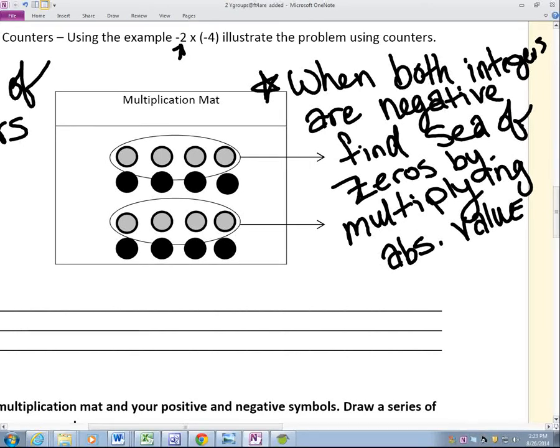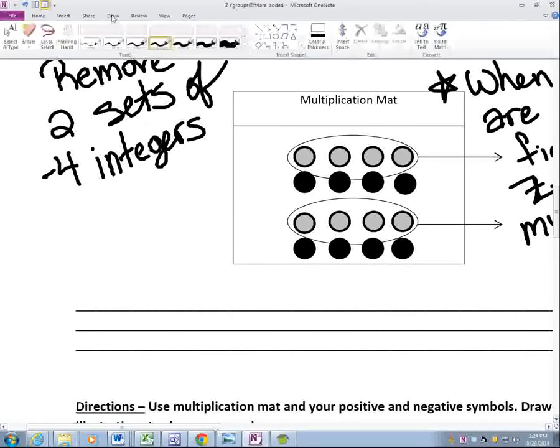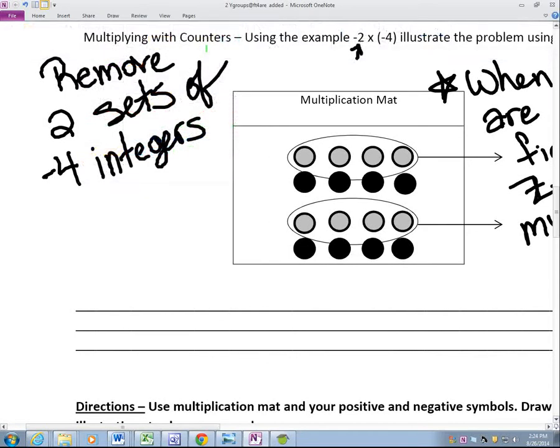When both integers are negative, find the C of zeros by multiplying the absolute values. So what I mean by that is this. We have negative 2 times negative 4. What's the absolute value of negative 2? 2. Good. What's the absolute value of negative 4? 4. So 2 times 4 is 8.